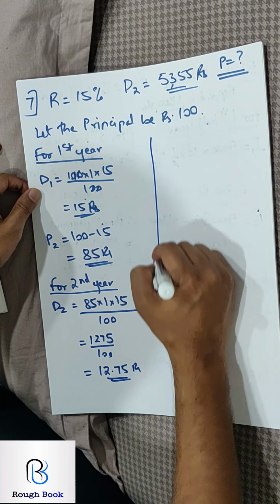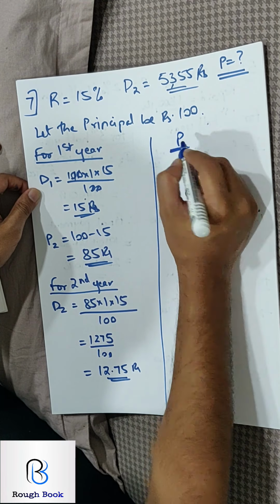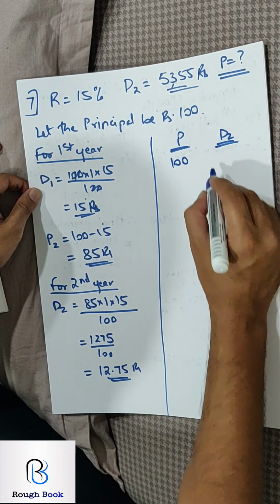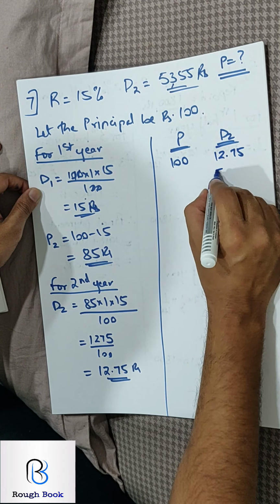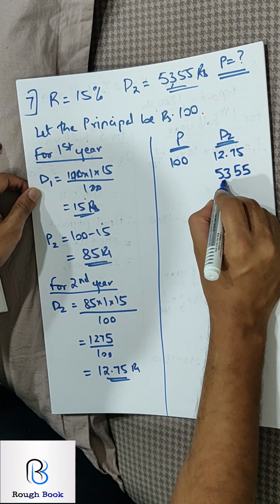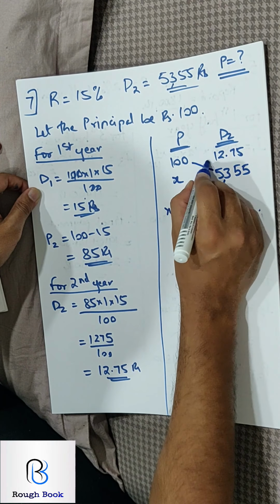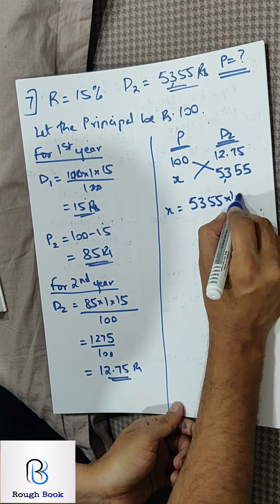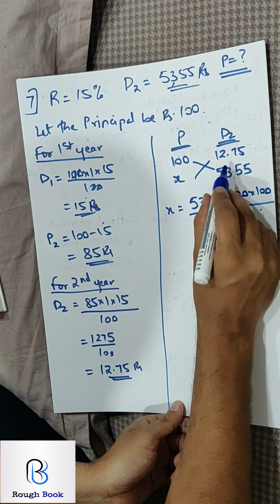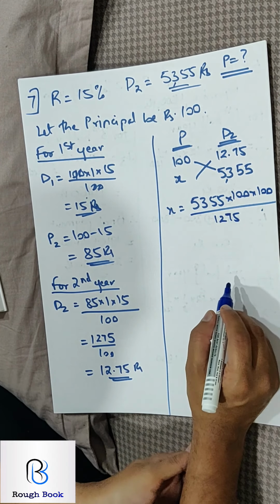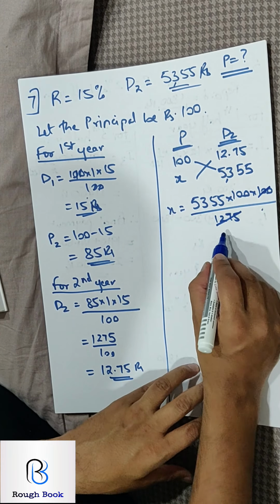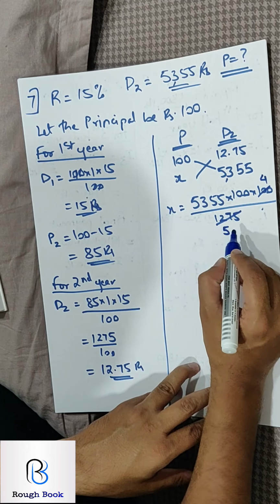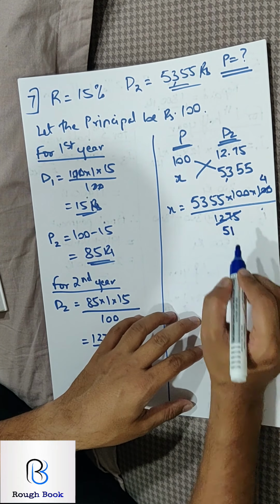No need to go ahead because now you are supposed to do the unitary method. So principal and D2. When my principal is 100, the D2 is 12.75. So when the D2 is 5355, how much should be the principal? So we are doing the cross multiplication, that is unitary method. 5355 into 100, one more 100 in order to get rid of the decimal. Are you with me till here? Super. Let's cancel in multiples of 25. 25 4s are 100, 25 5s are 125, so 25 1s are 25.